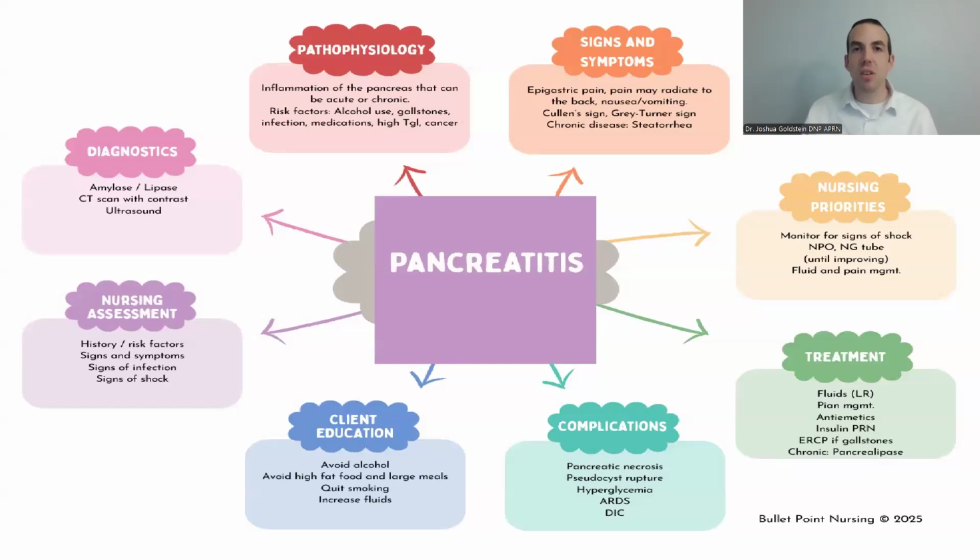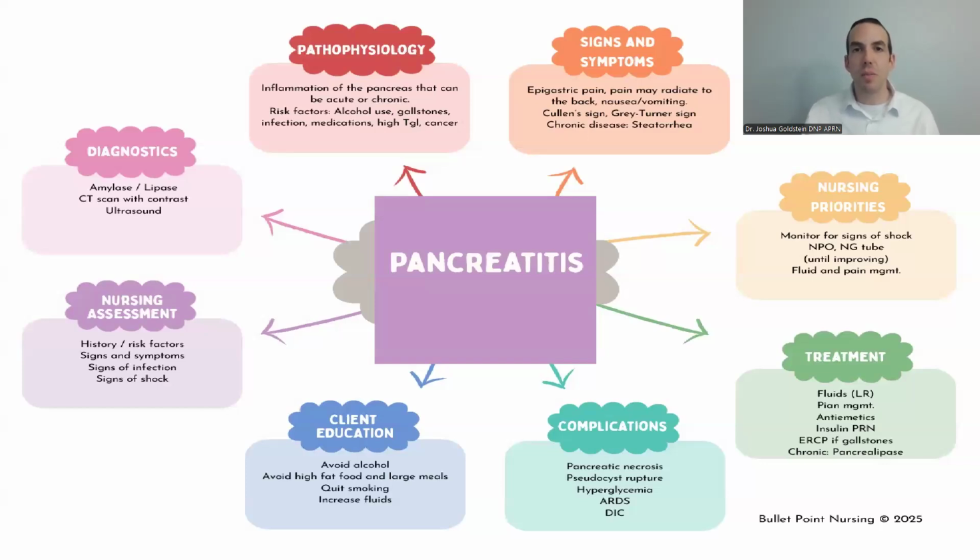Once a patient does start to feel better, we probably will pretty quickly start them on food, but they're absolutely NPO until they start to improve. And the core treatment that we're going to get to in a second is going to be fluid and pain management. So we want to make sure that we're focused on those from the get-go so that the patient starts to feel better. For fluids, moving on to treatment for fluids, LR is going to be our preferred option.